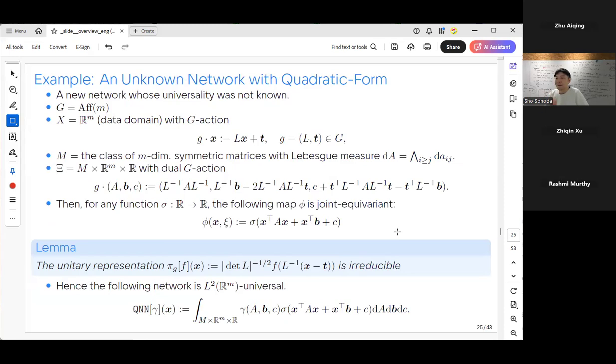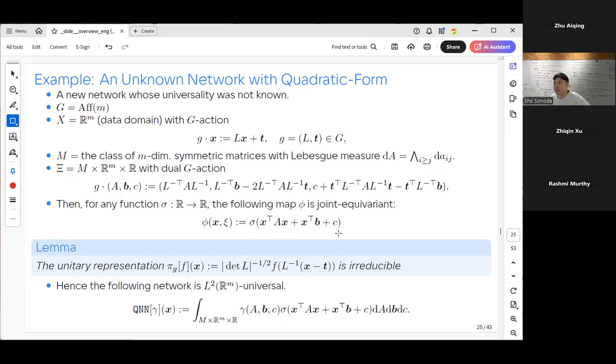Okay, and finally, the final example is the one unknown to have the universality. So again, the group G is an affine map, and the group action on data is an ordinary group action of the affine group on R^m. On the other hand, we consider the feature map of this form.